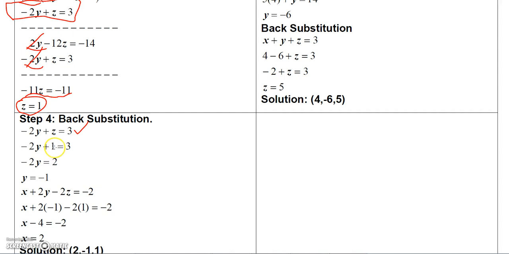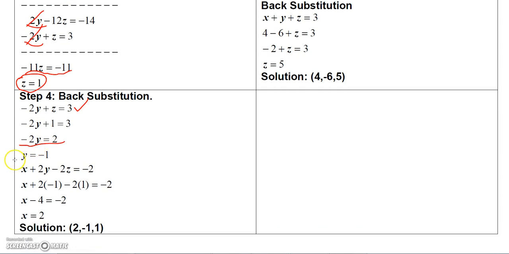I'm going to plug the z value equals 1 in for it right there, so I get minus 2y plus 1 equals 3. Then subtract 1 from both sides, I get minus 2y equals 2. Then divide both sides by negative 2, and I get y equals negative 1. So now I have the z value, I have the y value.